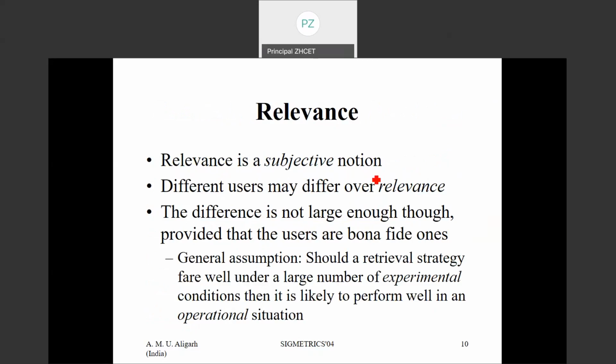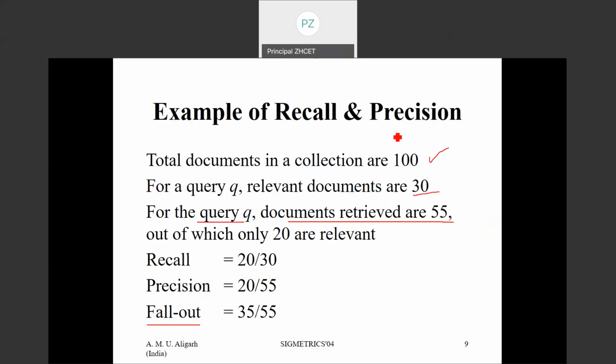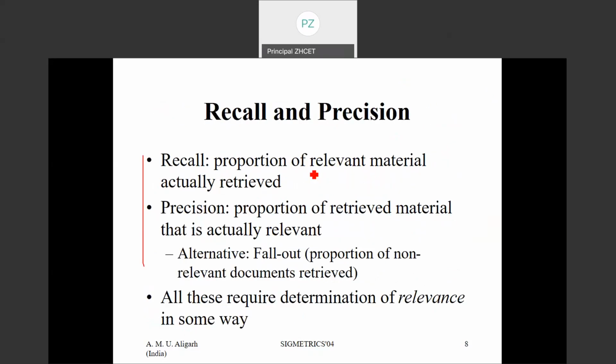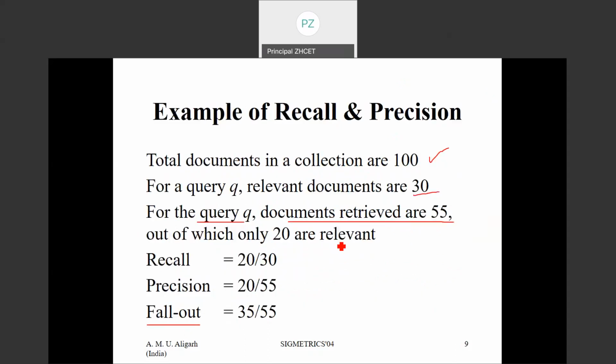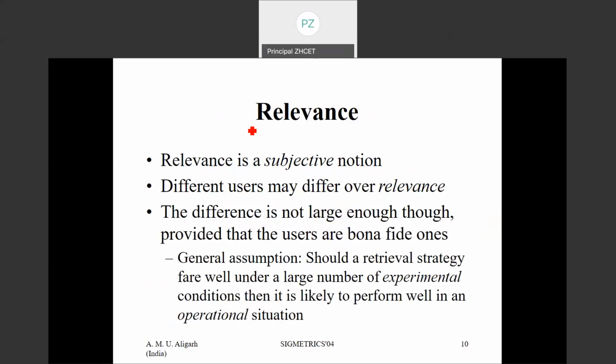Now relevance is a subjective notion. I'm making a case for my next lecture now. Everywhere you see relevant: proportion of relevant material actually retrieved, proportion of retrieved material that is actually relevant. So relevance is of much importance, and it is a subjective notion that may vary from person to person. Different users may differ over relevance. The difference is not large enough, though, provided that the users are bona fide ones, good users, legitimate users. Then the relevance will not have much difference, but still there will be some difference.